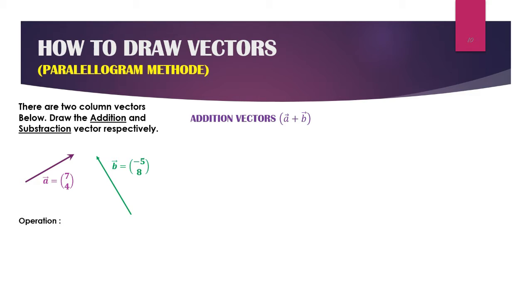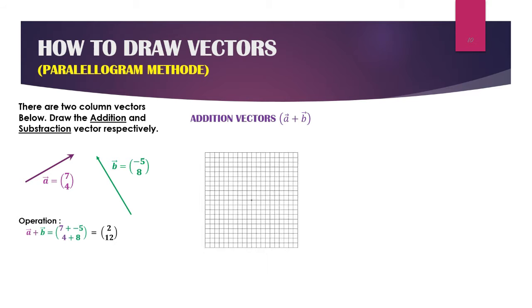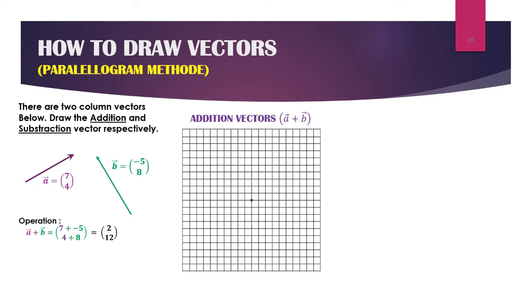Okay, addition of vectors a plus b by using the parallelogram method. Look at the diagram. We just copy the green and purple vectors to construct the parallelogram. We got the red vector.